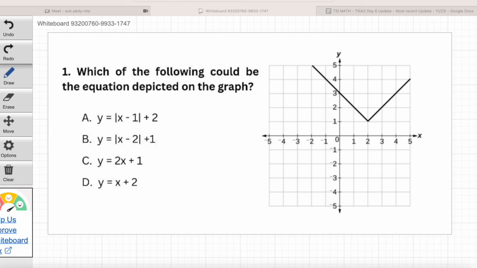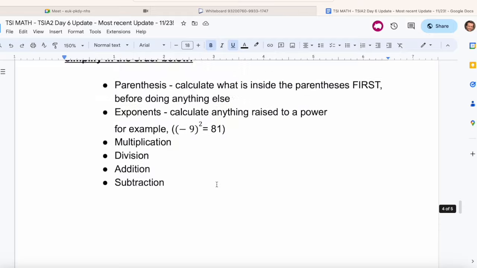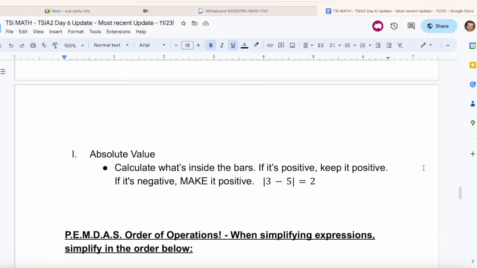Well, let's talk about it, because I have updated my TSI math cheat sheet to reflect absolute value, because they're testing on it now on the TSI. So let's go to that cheat sheet. Open that up, you should have access to it. I'm going to zoom in a little bit here. This is toward the end of the cheat sheet, basic concept I. I've added absolute value. Scroll down, it's the second to last page, and let me know when you're there. All right, I'm here.